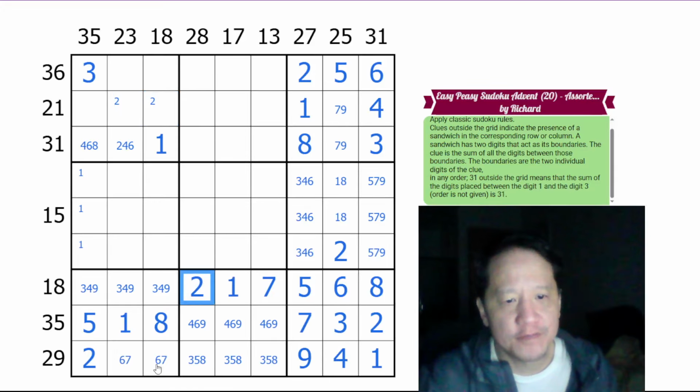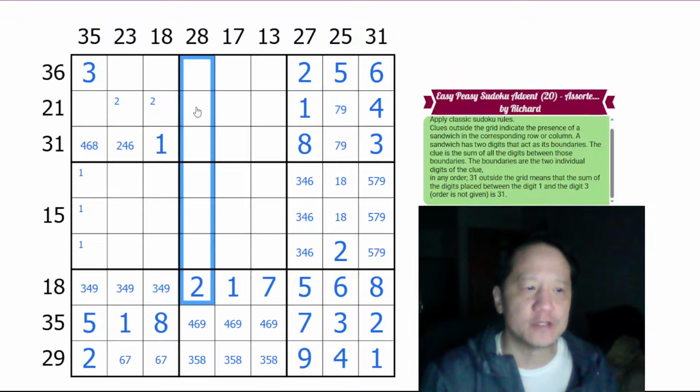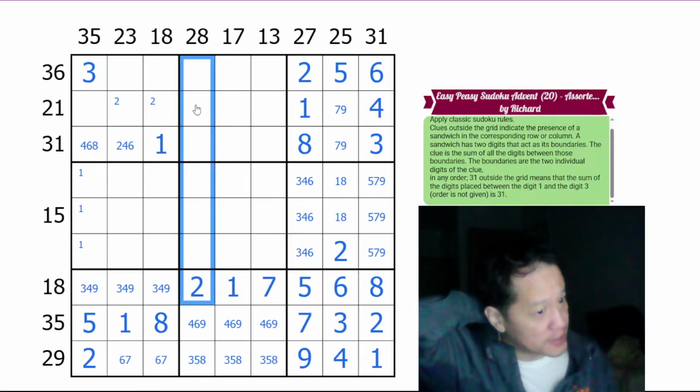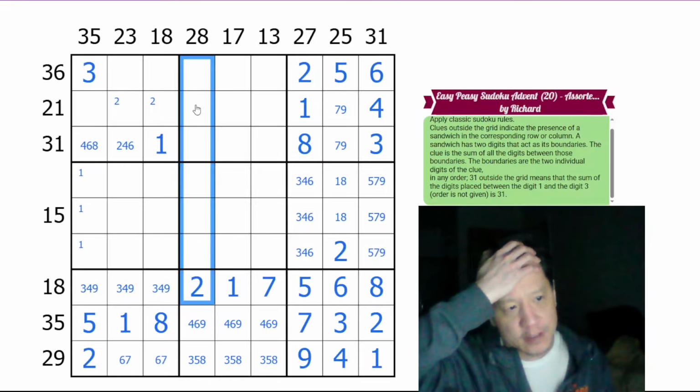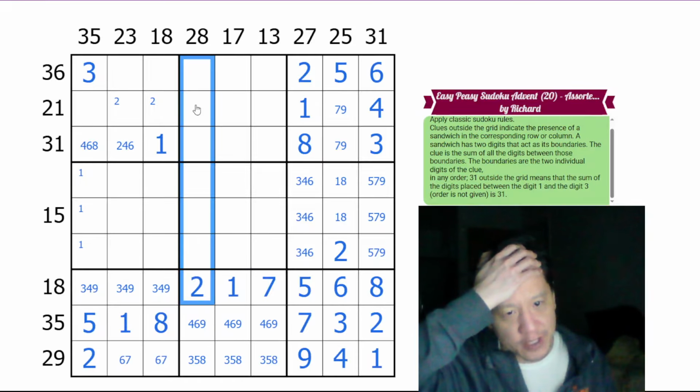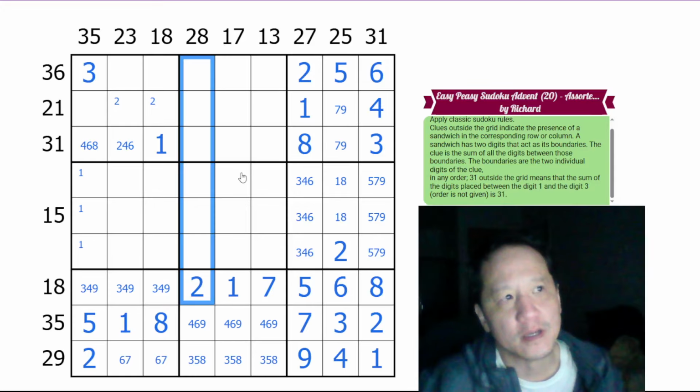We have 6 and 7 outside here. 8. We have to have 18 outside here. So it could be 2, 7, and 9. That could work. This is 28. So in between, so including the digits in between and with the boundaries, you have 2 and 8. That's 10 plus 28 is 38. So outside the boundaries has to be 45 minus 38, which is 7.